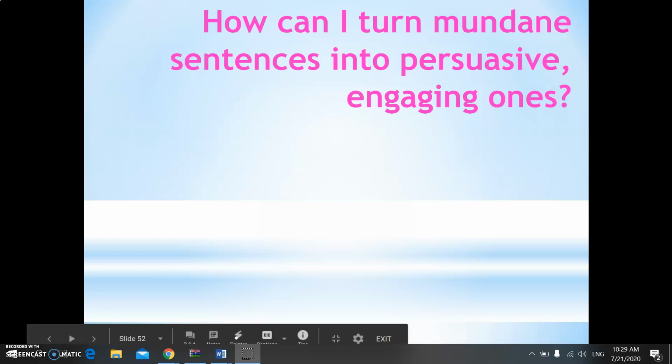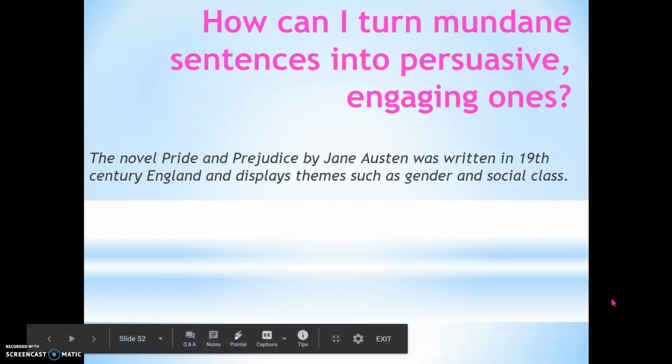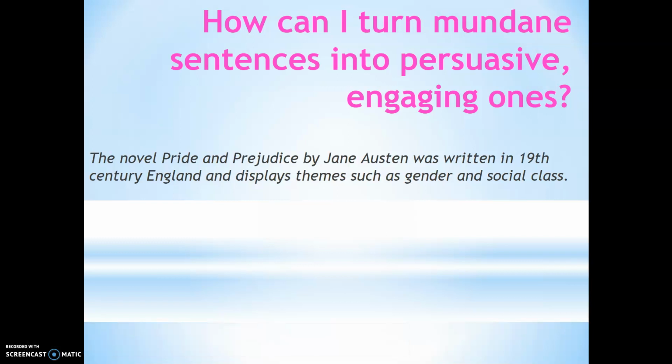Now, let's get into some writing, guys. So how can you turn your sentences, really boring sentences, into engaging and persuasive sentences? So, for example, have a look at this sentence. So it says, the novel Pride and Prejudice by Jane Austen was written in the 19th century England and displays themes such as gender and social class.